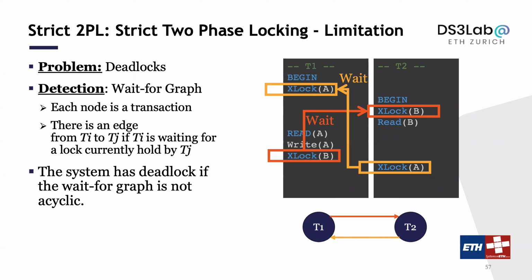So this is another example. Getting back to this example, T2 is waiting for T1, so there's an edge from T2 to T1. T1 is waiting for T2, so there's an edge from T1 to T2. You'll see there's a loop, so there's a deadlock. So it's relatively simple to detect a deadlock.